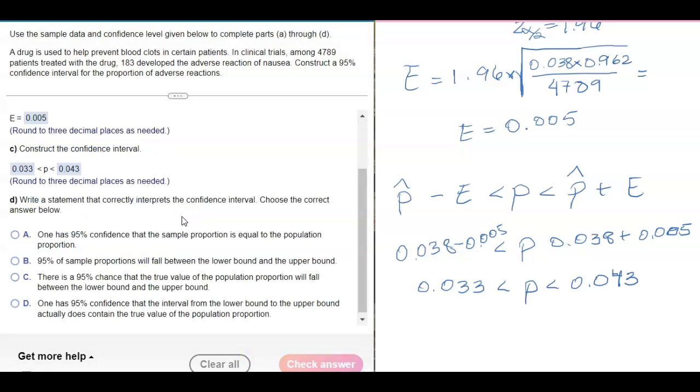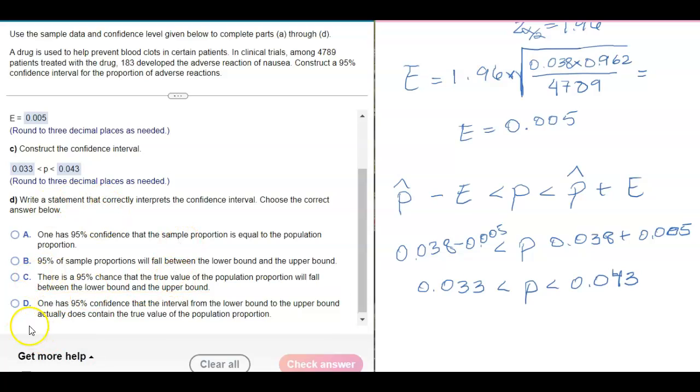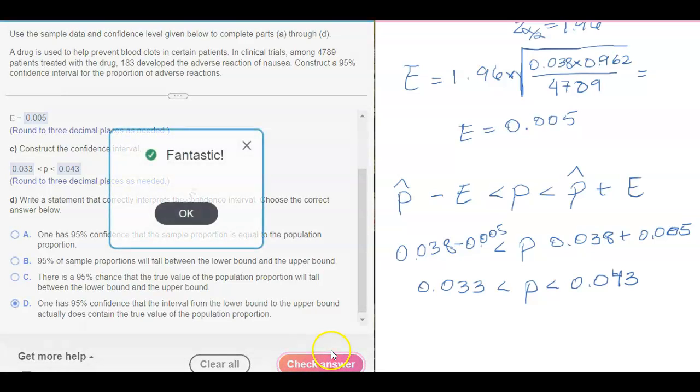In a minute, I will show you how to check your work on StatCrunch. But for now, let's answer the last part of the question. Write a statement that correctly interprets the confidence interval. To interpret the confidence interval, we say that one has 95% confidence that the interval from the lower bound to the upper bound actually does contain the true value of the population proportion. It's the last choice, D. Let's check the answer. Fantastic.